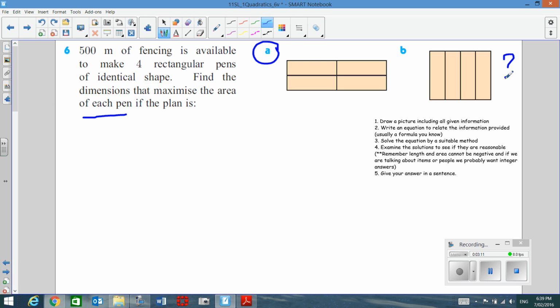If I'm going to maximize the area of each pen, I'm really going to find the maximum area of all 4 put together, right? So if I have 500 meters of fencing, we're being told something about the perimeter. And we're being told to maximize the area, so we're also thinking about our area. I have no labels on this diagram at the moment, so I'm going to call the small sides of each rectangle x and the longer sides y.